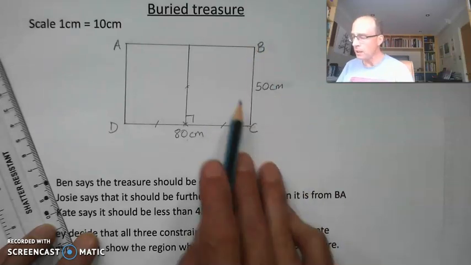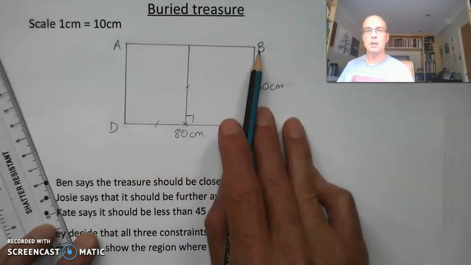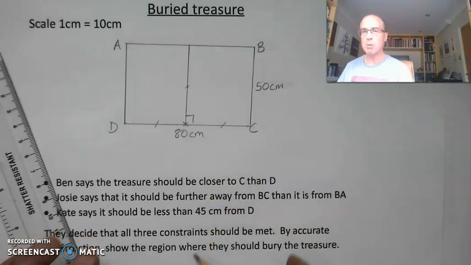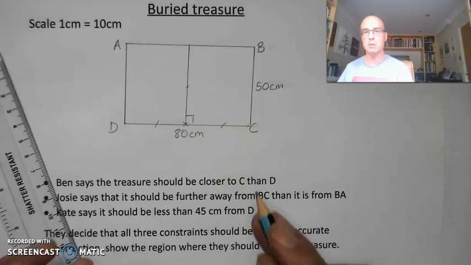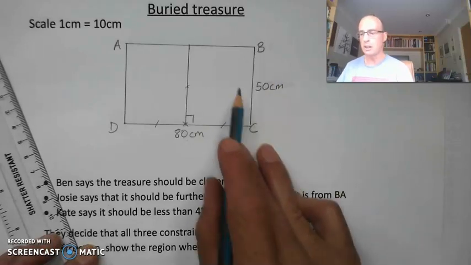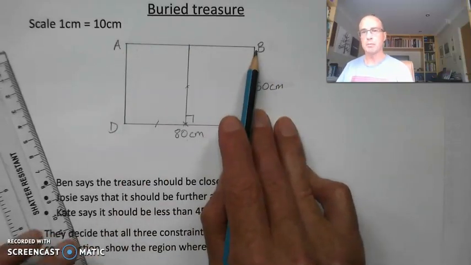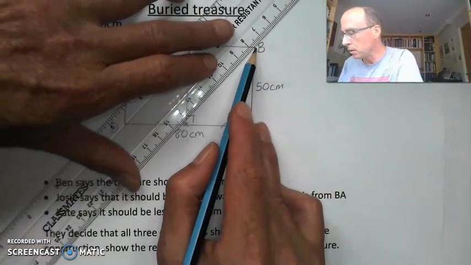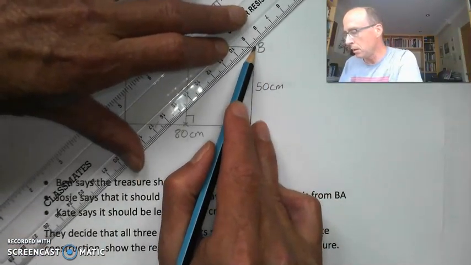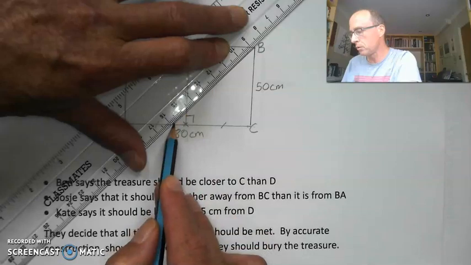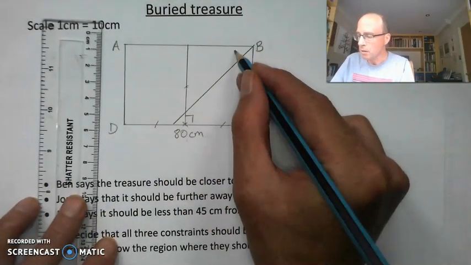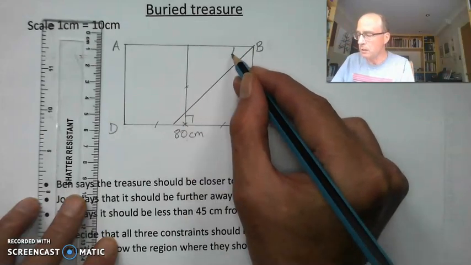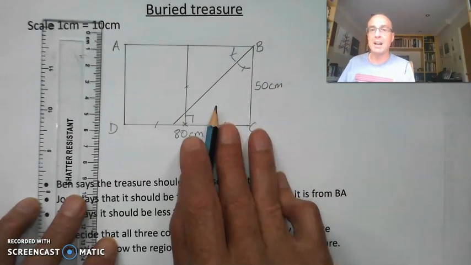So I've got a line here and a line here, and I'm looking for a set of points, and again I want to think about what the boundaries are. So I want the set of points that are the same distance from BC as they are from BA. Well, that's going to be a line of points that are going to sit on this line here, and this line is going to be my angle bisector.